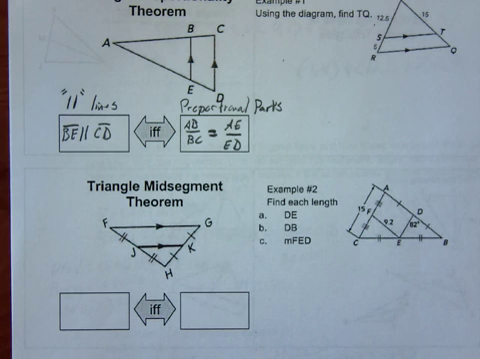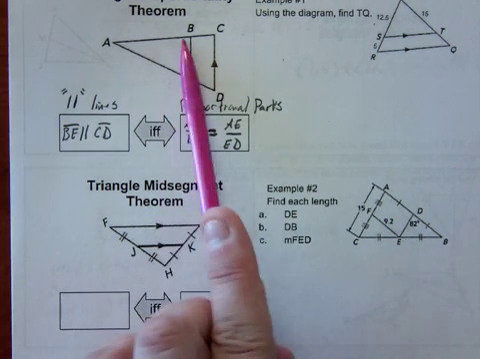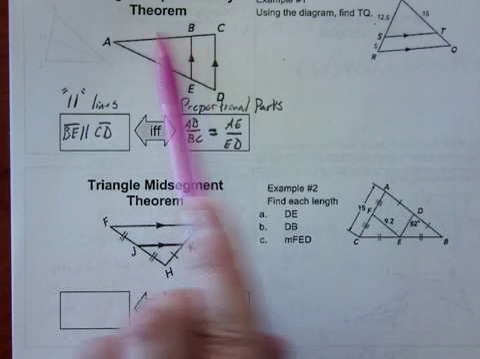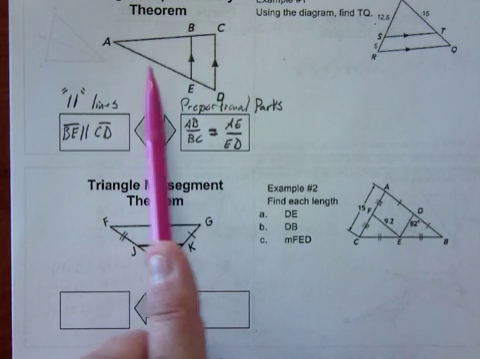Now this is incredibly useful. This means if you ever have a scenario like this, you can now set up a proportion to solve for missing parts. And you don't have to set it up comparing the legs of the triangles. You can just use the segments. I'm comparing AB to BC. That's just these two segments. These two segments are now proportional to these two segments.